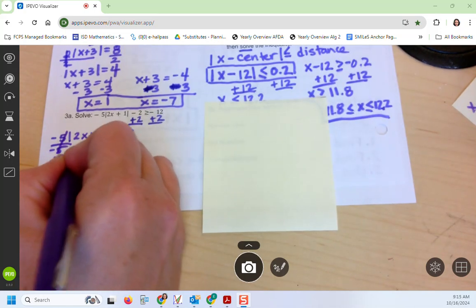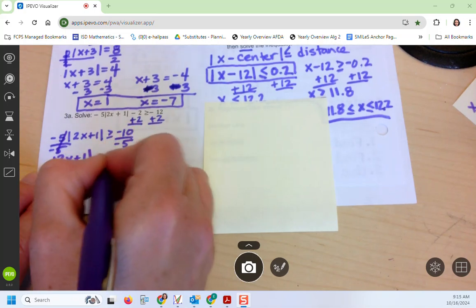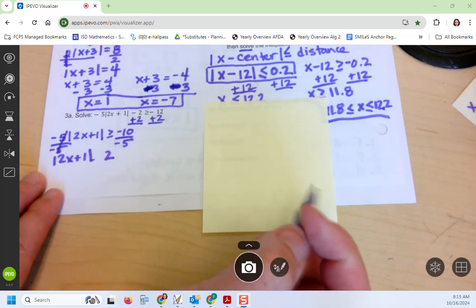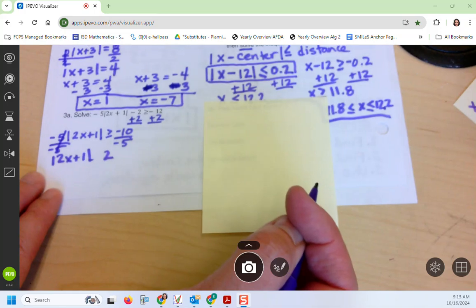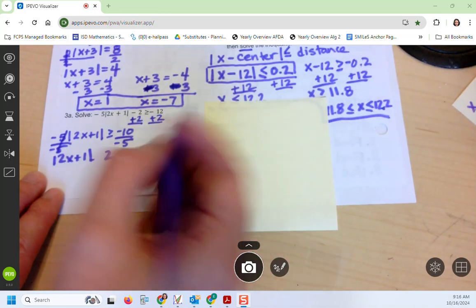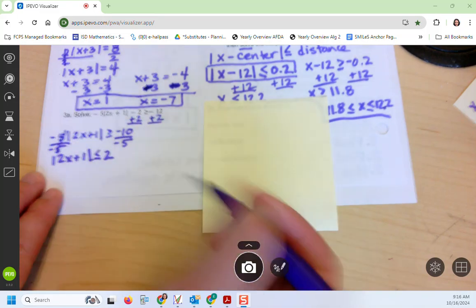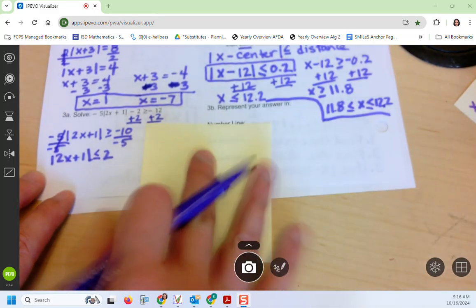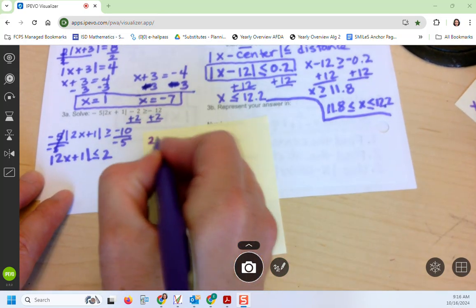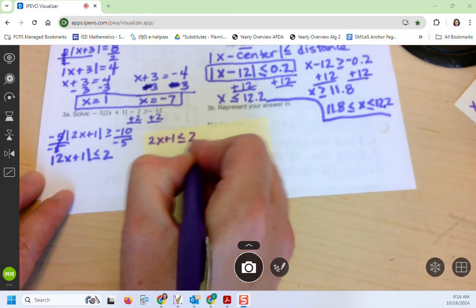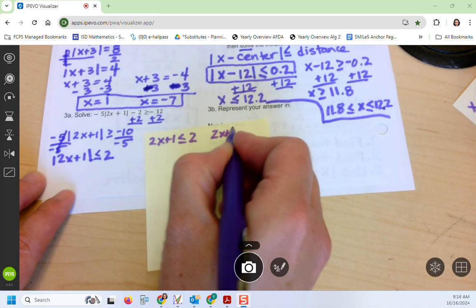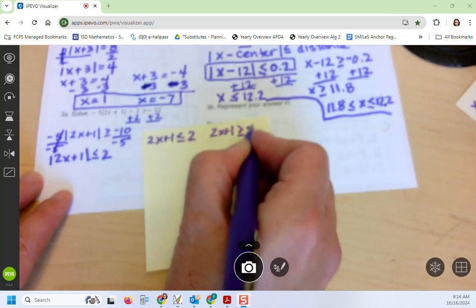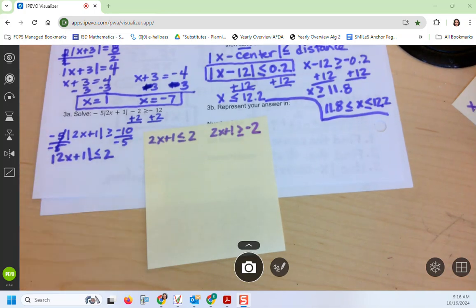Absolute value 2x plus 1. That gives me a positive 2. And when I divide by a negative on both sides, what do I do to my inequality? Yeah, you flip the inequality when you divide by a negative on both sides. So this is my isolated inequality. So now I need to write it out twice. 2x plus 1 is less than or equal to 2. 2x plus 1 greater than or equal to negative 2. Once you have it by itself, you can write it 2 times. And then you're going to solve.